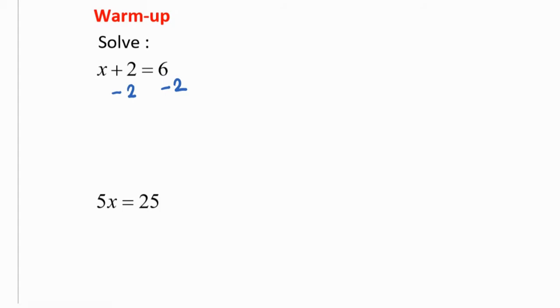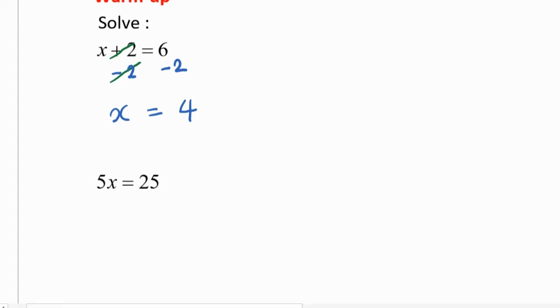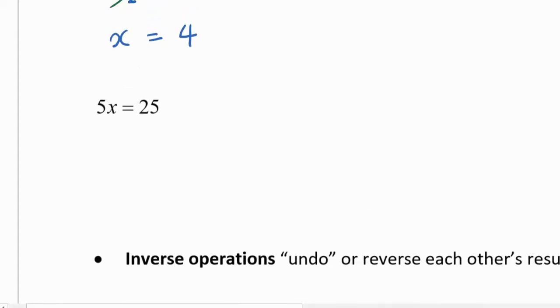Okay, since we cancelled plus 2 by subtracting 2, this will be cancelled. X will be isolated. And 6 minus 2, what is 6 minus 2? The answer is 4. So this is how you use inverse operations to solve equations. Look at the next problem.